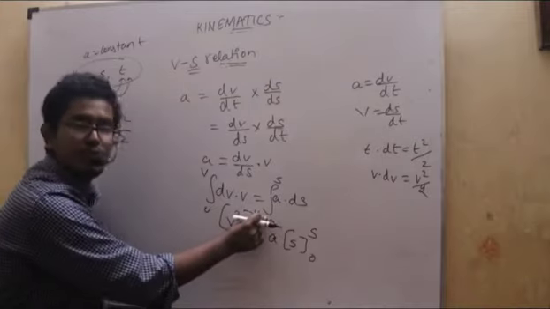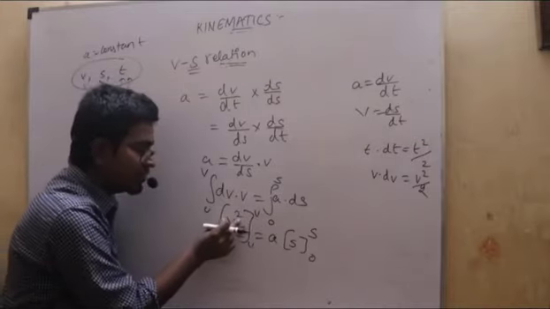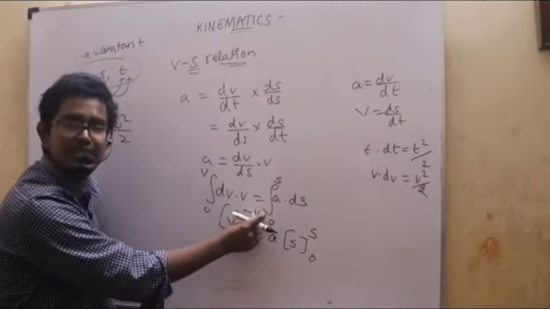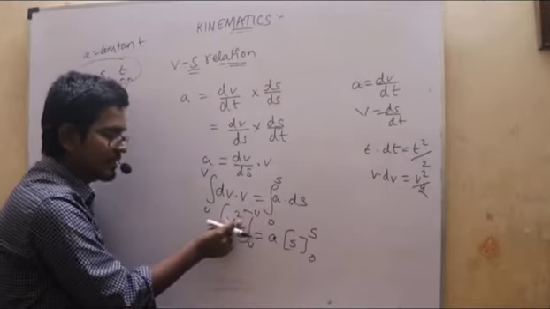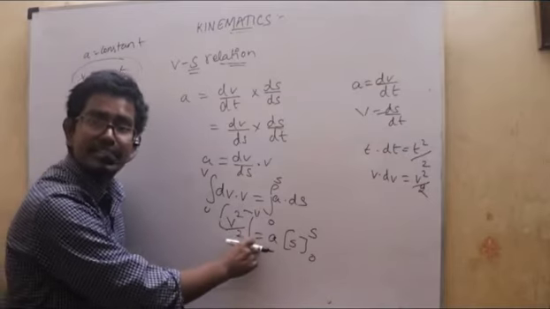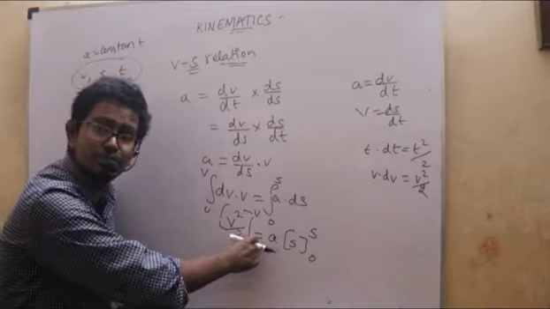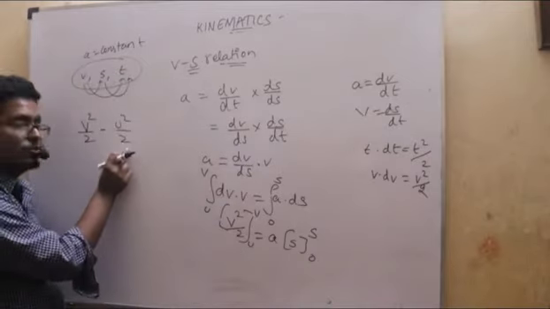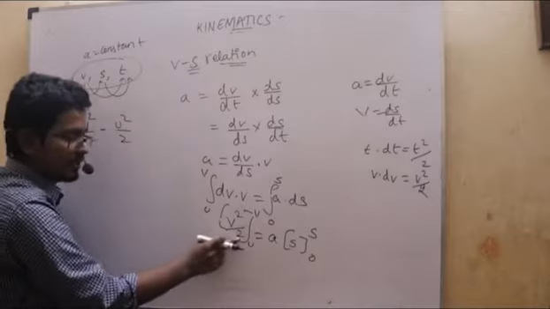Whatever the limit, we have to substitute it in place of the variable. Here the variable is v, and I have the upper limit as v, so I substitute it for the variable. Then I have the lower limit u, so I substitute u in place of v. So I am substituting minus u square by 2, upper limit minus lower limit.